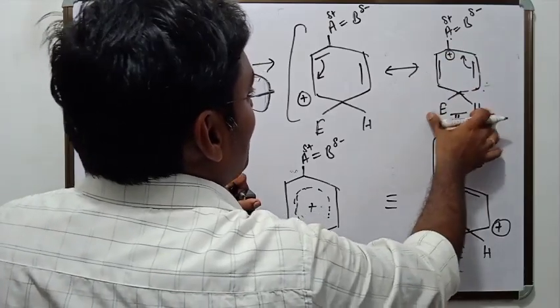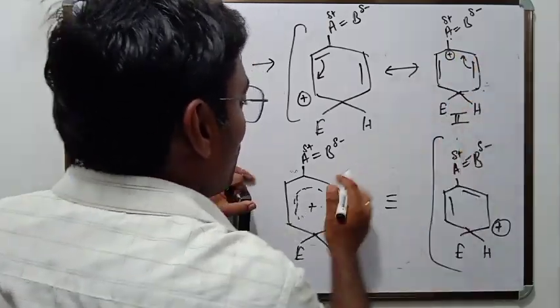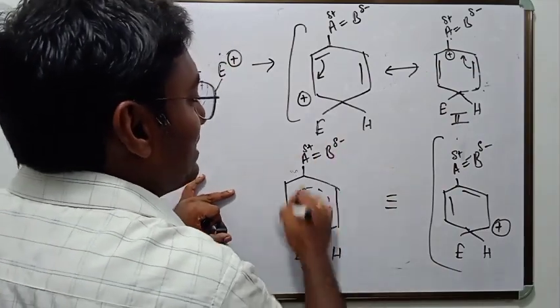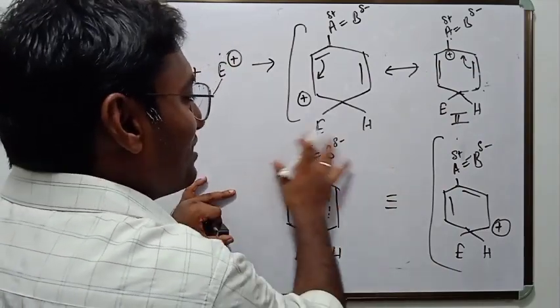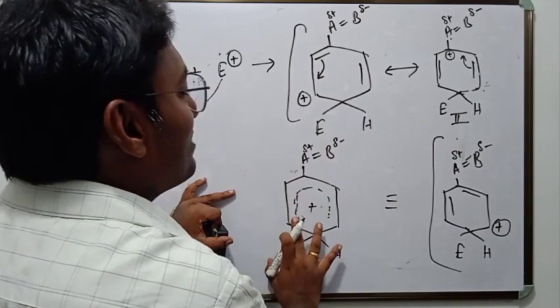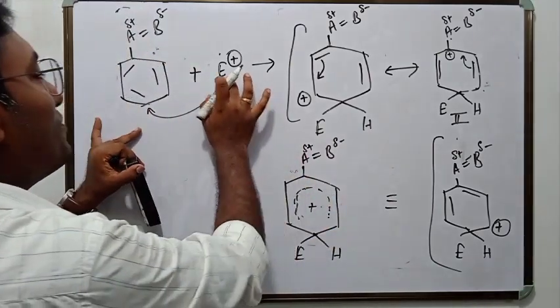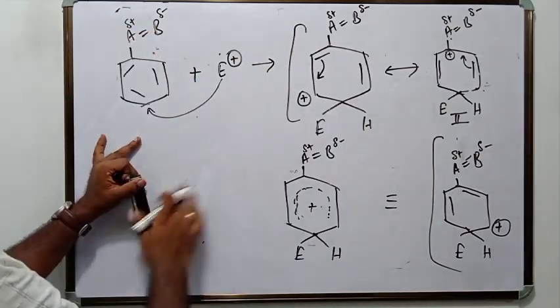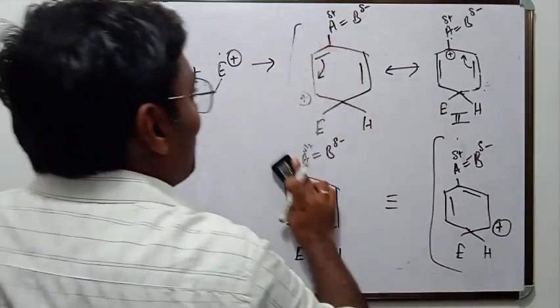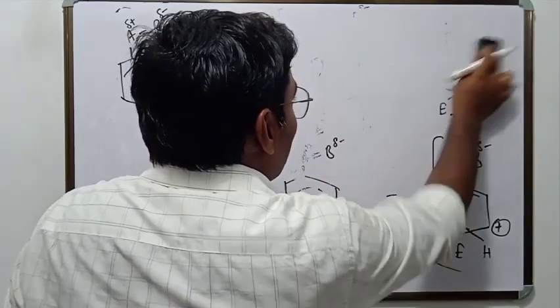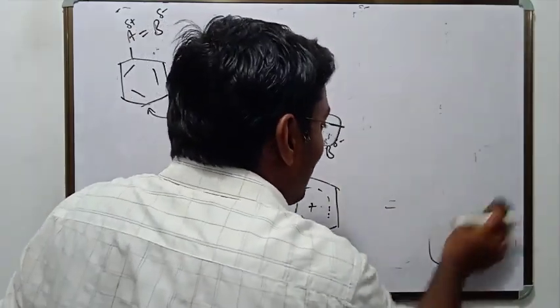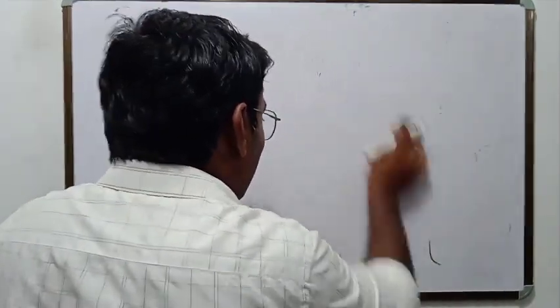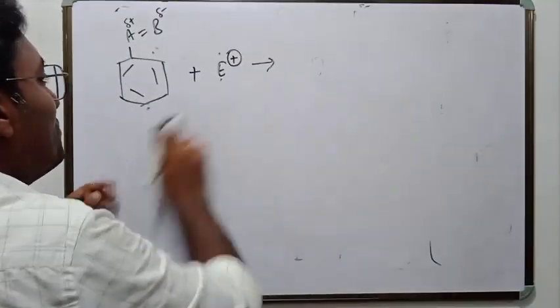So because of this structure, the whole resonance hybrid becomes very unstable. Correct? Therefore, formation of a para isomer is also not favorable when electron withdrawing group is present. Okay? Now let us see what would be meta attack, what carbocation it would lead us to. Let us see the meta attack also.